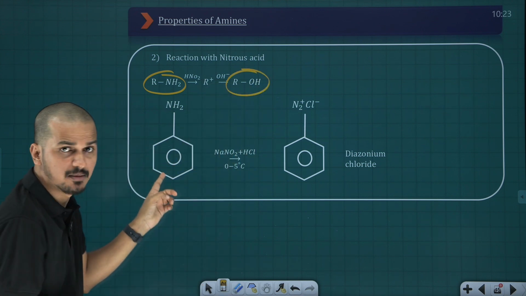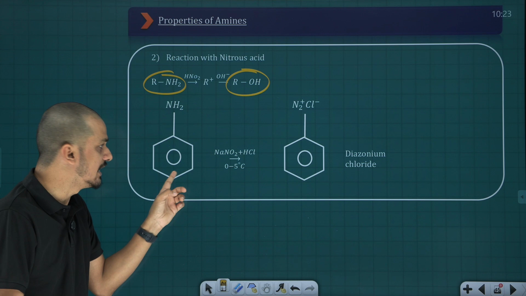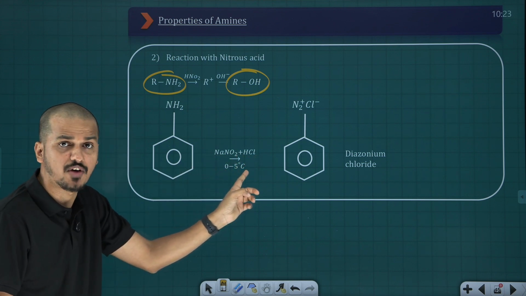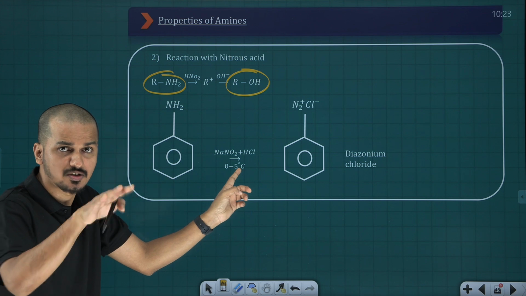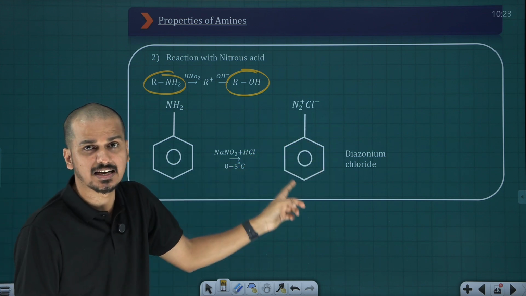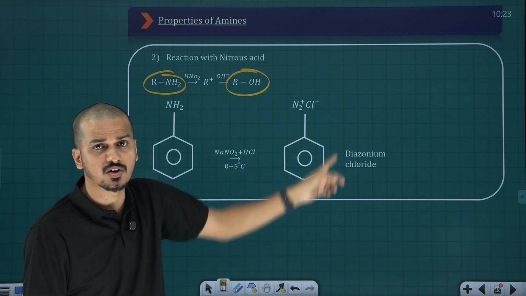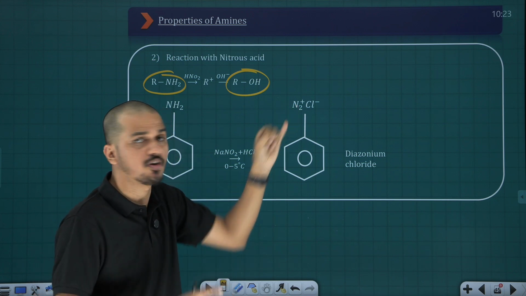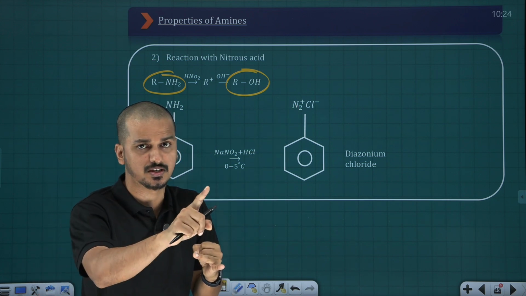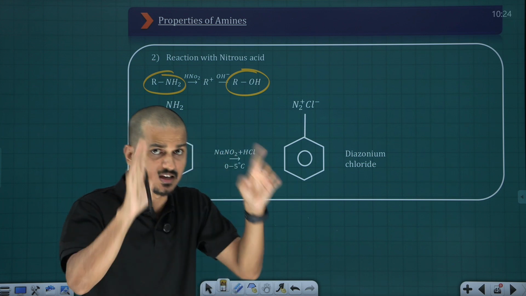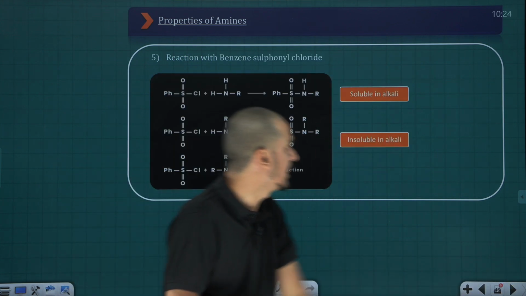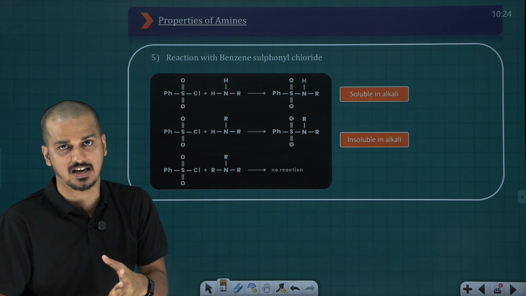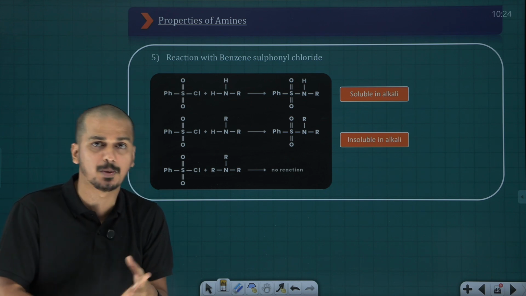If you are taking a primary aromatic amine, that means aniline, and you are treating with NaNO2 plus HCl at 0 to 5 degrees Celsius, that means ice cold temperature, it will give you benzene diazonium salt. For this benzene diazonium salt, a lot of reactions are there, like coupling reaction and displacement of nitrogen reaction, that also you have to go through. That's very, very important.